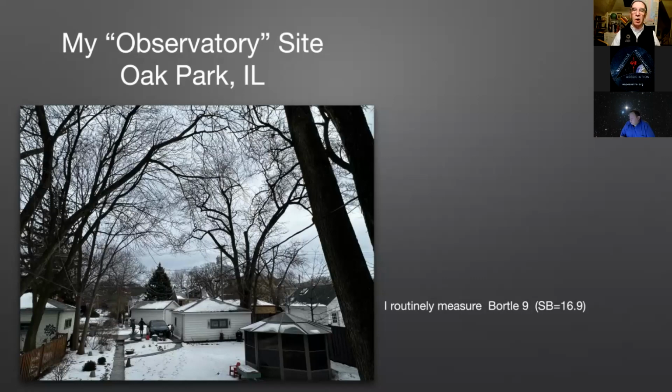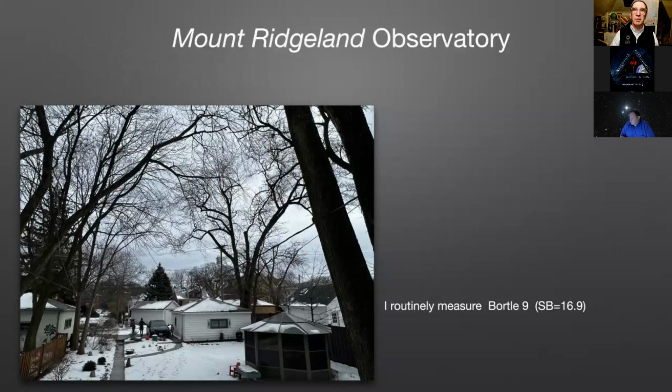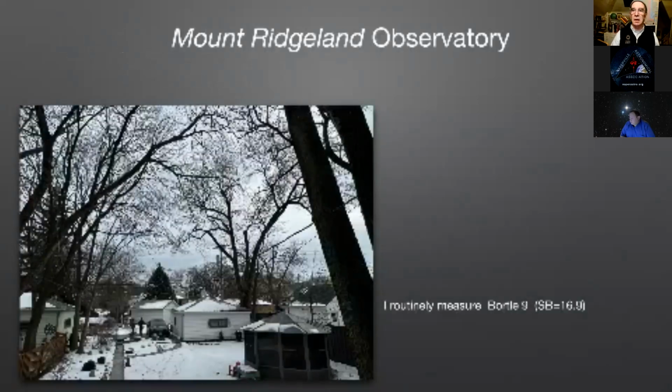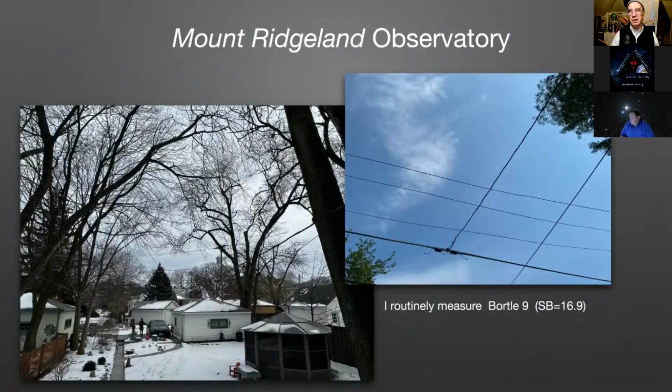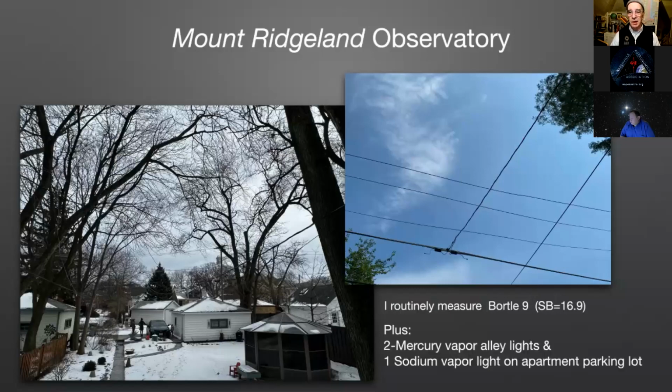I also have, I call, jokingly, at least from my family, I call it Mount Ridgeland Observatory. I'm routinely shooting through wires back there. If there's a bright light on a wire, it's a problem, but I just go right through the wires. I also have to deal with 2 mercury vapor alley lights down in the alley, and an annoying apartment building down off to the south, which is exactly where I want to point at times, with a sodium vapor light. But I seem to block them or get around them a little bit, so I do okay. You'll see my images.